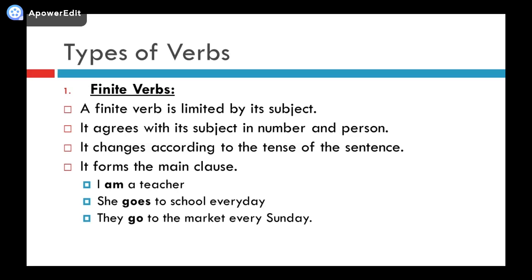So you're realizing how the verb is changing its form depending upon who is the first person or who is the person that is being talked about, who is the subject of that sentence. Okay, I am a teacher. I is the subject and am. So the verb will change according to the subject. It is limited by its subject and it will change according to the number and person, right?